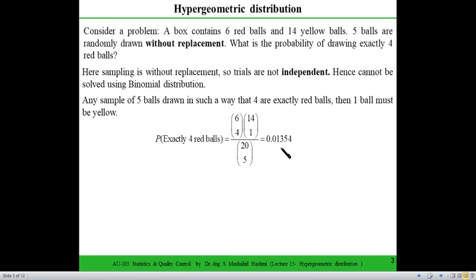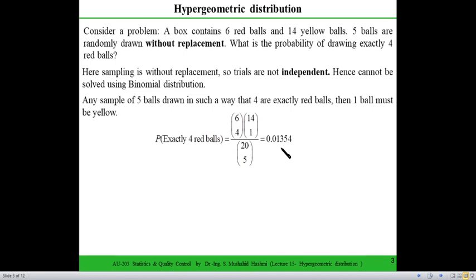Out of these 20 balls, you pick 5 balls and exactly 4 are red. So it is quite a small probability that out of 5, 4 are red balls and 1 is a yellow ball.